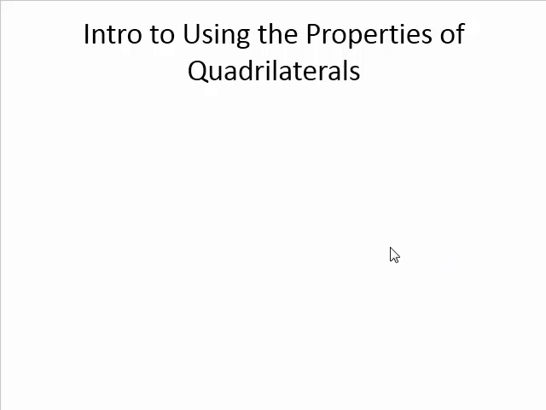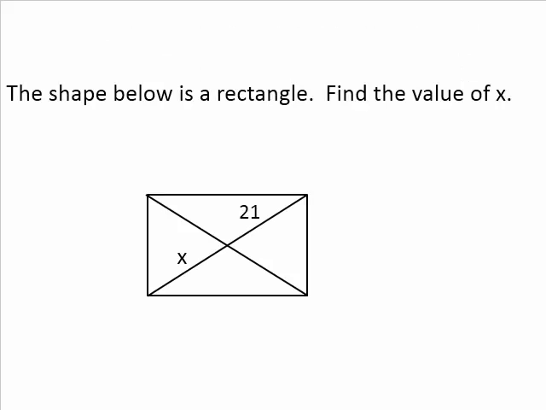In this video, we're going to take a look at using the properties of quadrilaterals to solve for missing sides and solve for missing angles. Before we get started, you're going to want to take out your sheet of properties of quadrilaterals. Let's take a look at our first example.